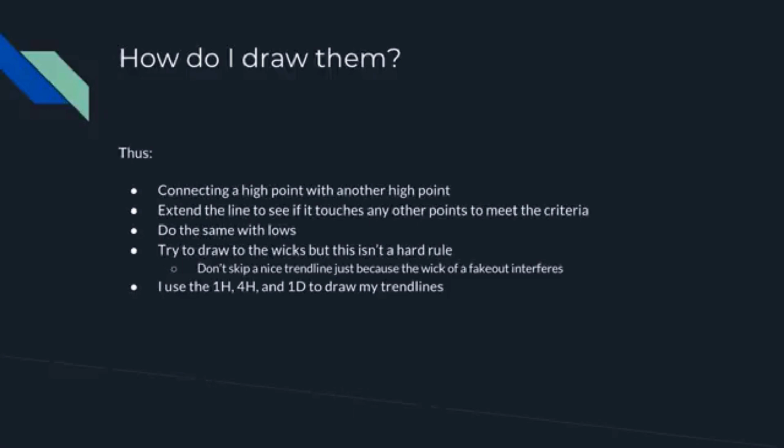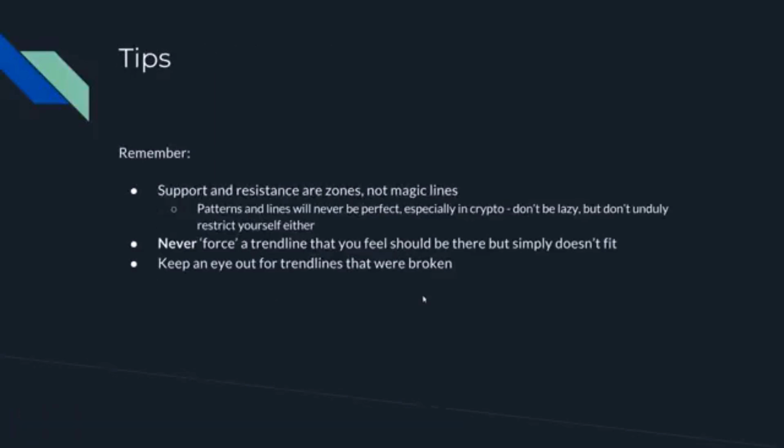In terms of wicks or bodies, I used to draw whatever it took to get as many touches as possible, and now I mostly try to stick to the wicks, except when there's some sort of crazy wick which is just getting in the way of a nice trend line, and I don't mind breaking a wick, especially if it's some crazy anomalous one. And as I mentioned here, these are my main time frames for drawing trend lines: 1 hour, 4 hour, daily. I'd say I use the 4 hour daily the most.